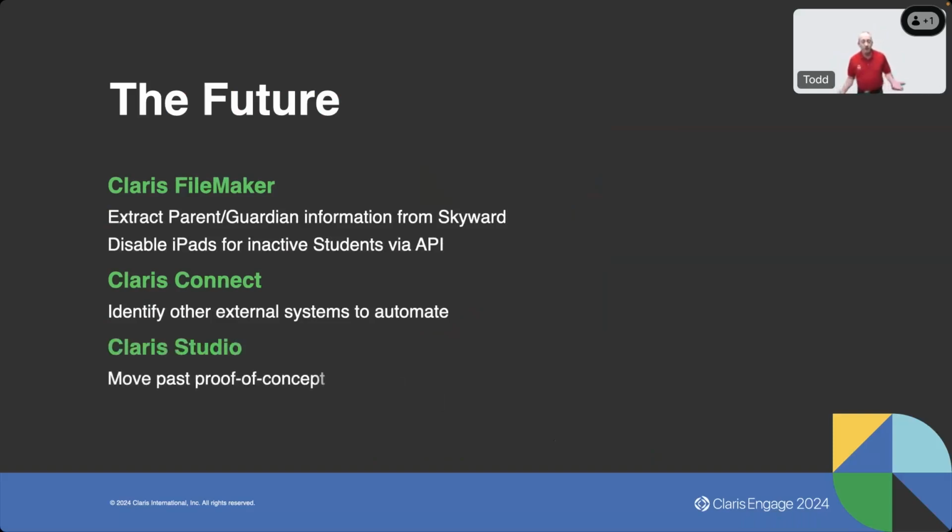And then the last one is for Claris Studio, a couple things. The first one, of course, is just to move past this proof of concept stage. So we're kind of in that beta testing stage right now. So we'd like to take that into production, identify the forms that we can collect here throughout the balance of the school year. And then once we're doing that, we want to do some training because typically if there's something that needs to be changed in the Claris FileMaker side of things, they're typically calling me. And so I have to make the change.